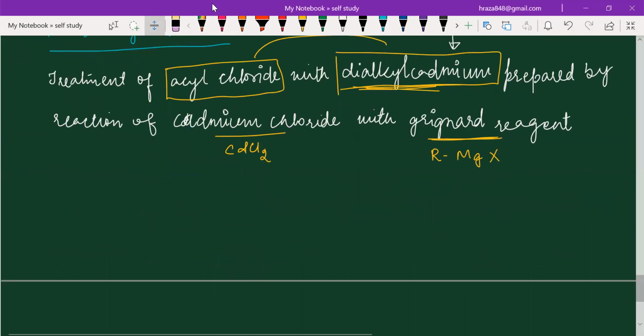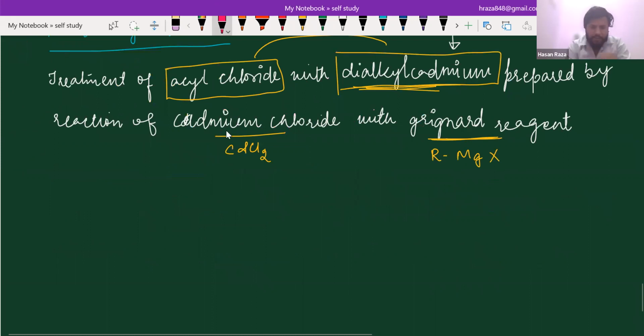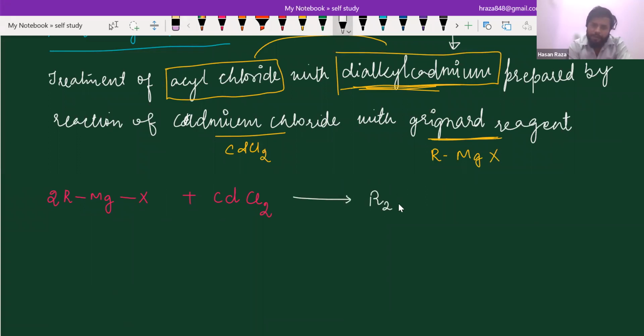Now I am going to show you the reaction. It's very easy to understand. First, you are going to react this RMgX, the Grignard reagent, with cadmium chloride, CdCl2. We are going to take 2 moles of this in order to balance the reaction. Then the product will be R2Cd, and I'll explain the mechanism also, and then MgX and Cl.